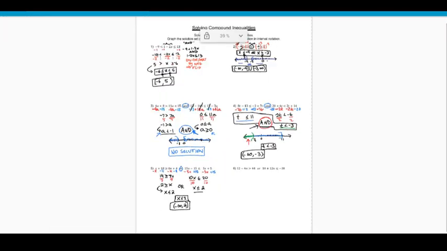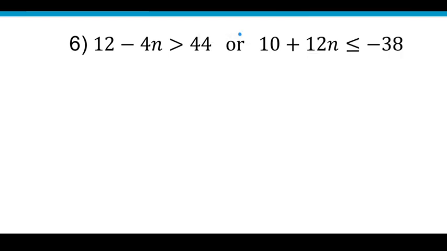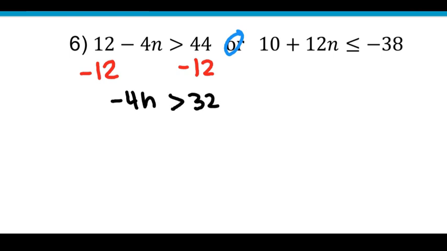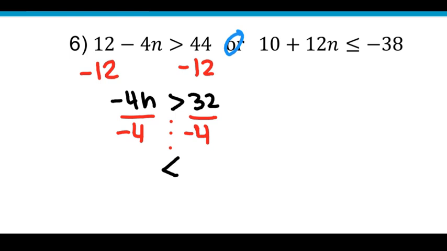So ready for the last one. Let's see. Number 6. We have or one more time. And so we'll focus on that at the end. Minus 12 from both sides on our first one. And we end up with negative 4n is greater than 32. And then let's divide by negative 4. And now we're going back to, if you remember from some of the beginning examples, dividing by a negative. So we have to flip our symbol here. So our symbol is going to flip the other way because we divided by a negative number. And n is less than negative 8.